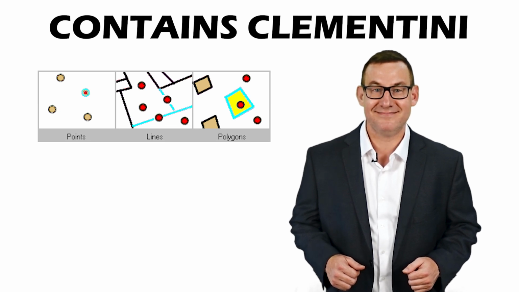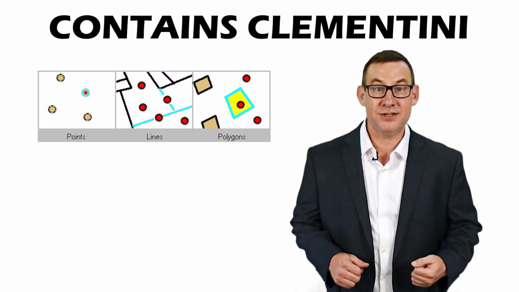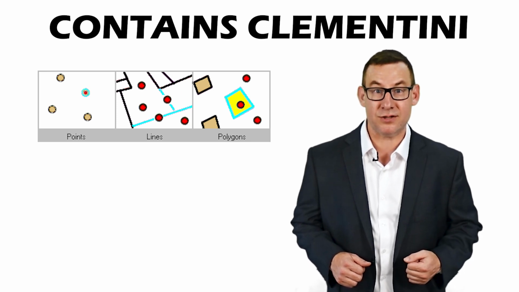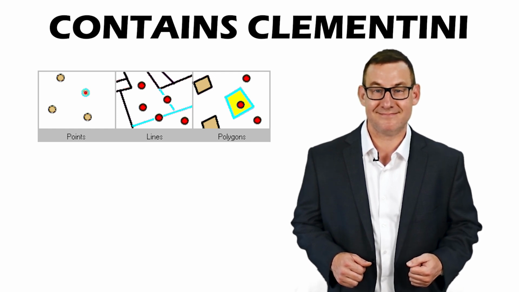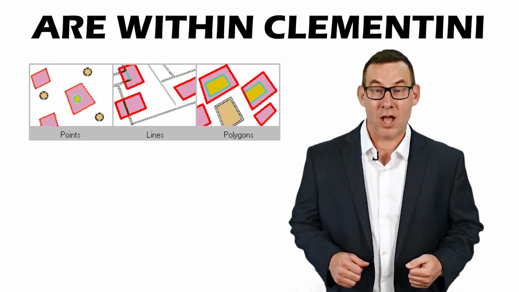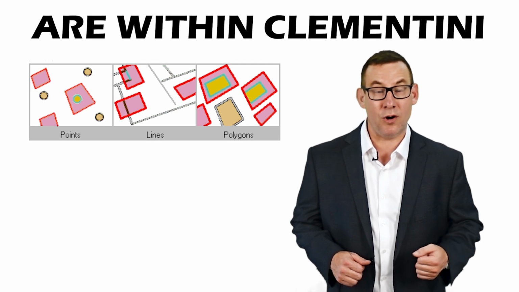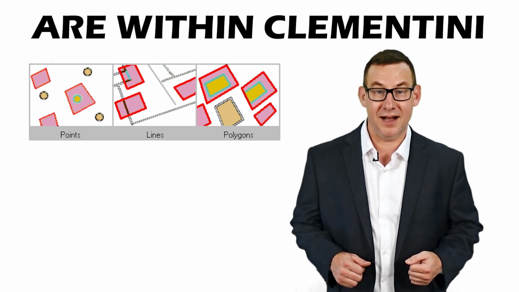Contains Clementini. Using the contains Clementini parameter, if a feature sits on the boundary of a feature, it won't be selected. A normal contains will select a feature if part of it overlaps the boundary of the bounding polygon. Are within Clementini. Using the are within Clementini parameter, if a feature sits on a boundary, it won't be selected. In a normal are within parameter, features will be selected if they overlapped the boundary of the bounding polygon.